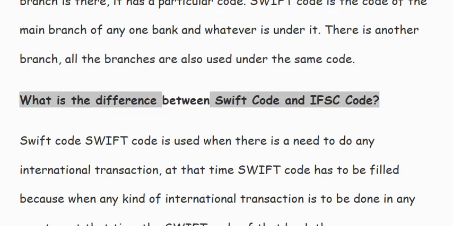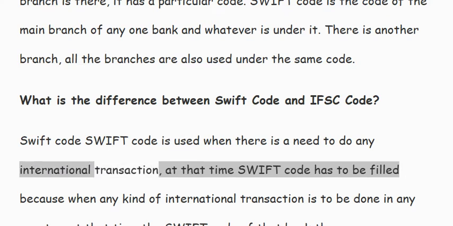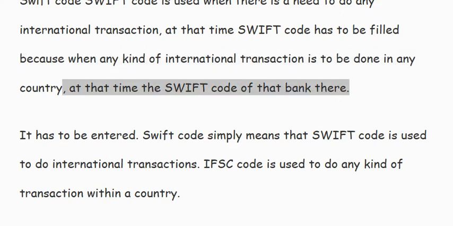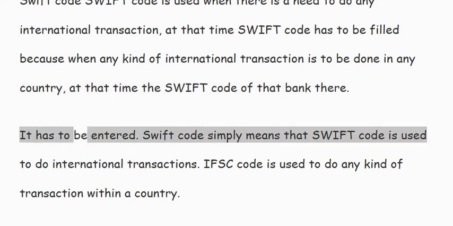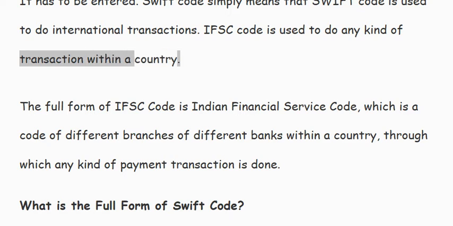What is the difference between SWIFT code and IFSC code? SWIFT code is used when there is a need to do any international transaction. At that time, the SWIFT code has to be filled in, because when an international transaction is to be done in any country, the SWIFT code of the bank there has to be entered. Simply put, SWIFT code is used to do international transactions. IFSC code is used to do any kind of transaction within a country.